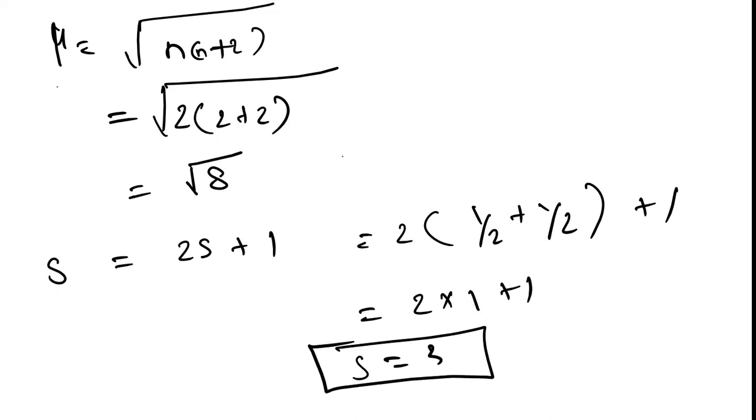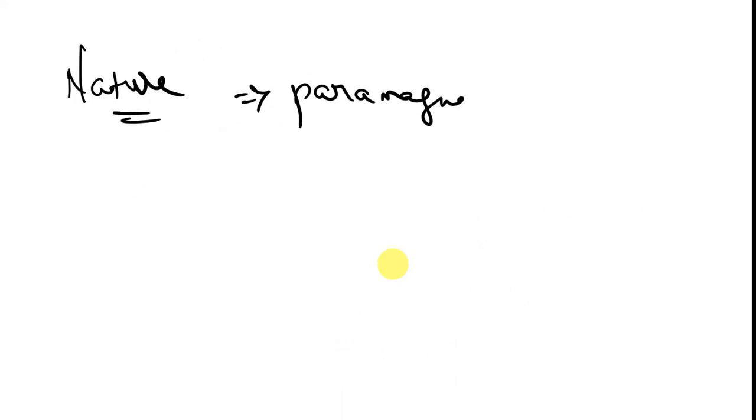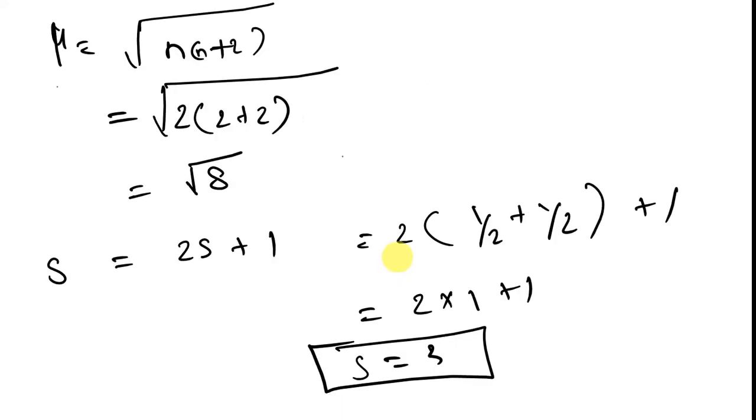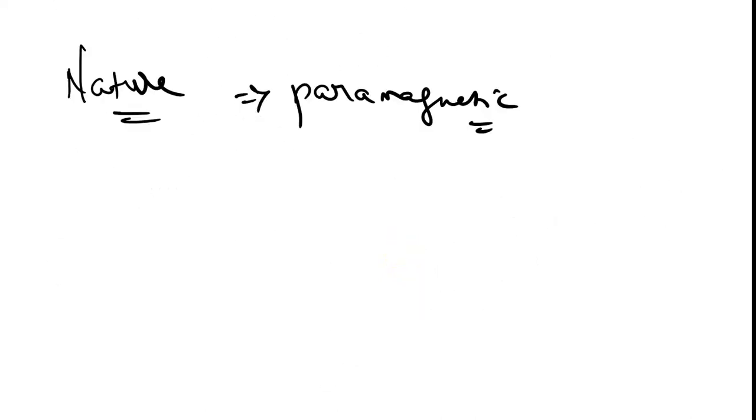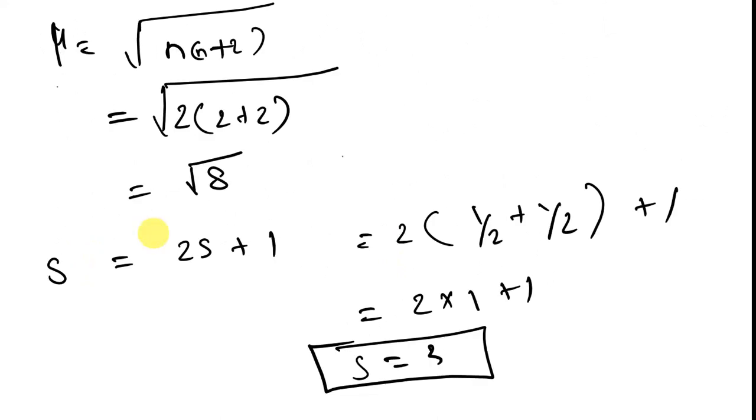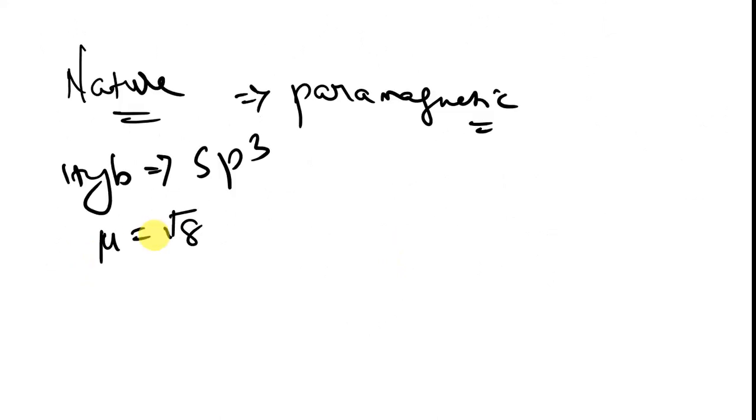Right. And the next question is nature. Nature means whether it will be paramagnetic or diamagnetic. There are two unpaired electrons, so we can call it paramagnetic. Right? So in a nutshell, we can say that the hybridization is sp3, the magnetic moment is root 8, the spin multiplicity is 3, and the nature is paramagnetic. Right? So all the answers will arrive.